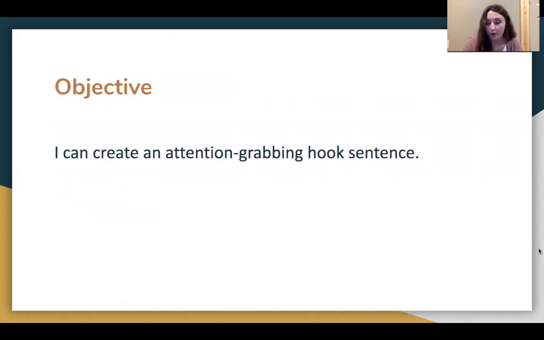So our objective for today is I can create an attention-grabbing hook sentence. Go ahead and read that with me, please. I can create an attention-grabbing hook sentence. We've briefly touched on this before, but a hook sentence is a sentence at the very beginning of your story that grabs those readers and makes them want to read more. It really hooks them in.